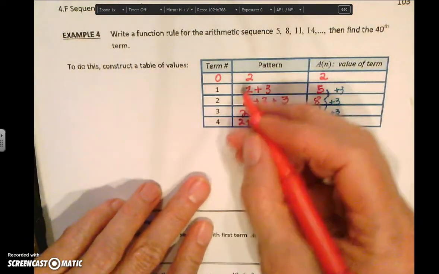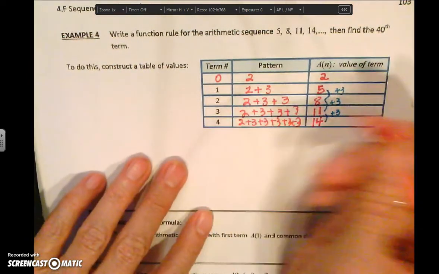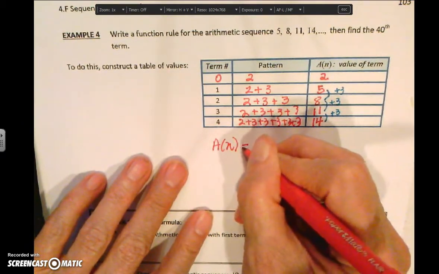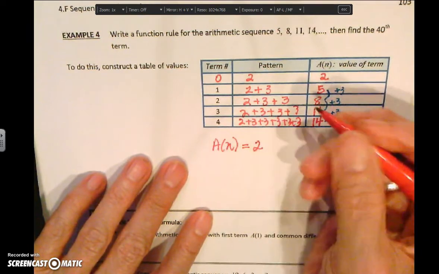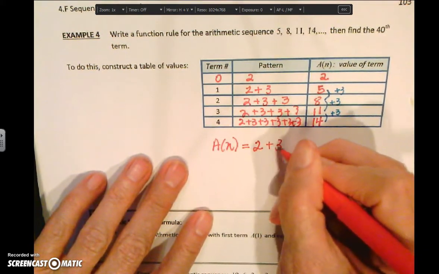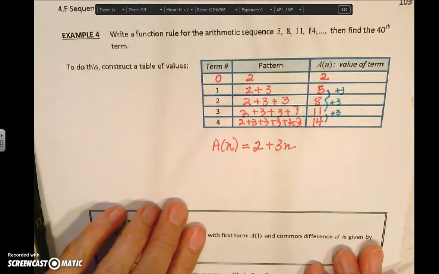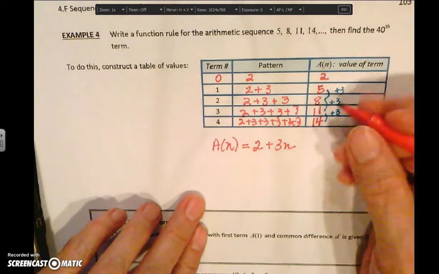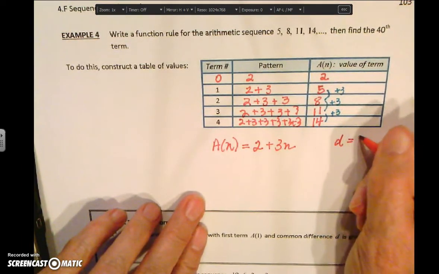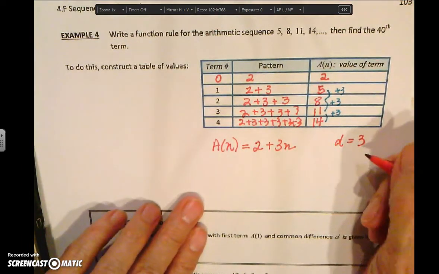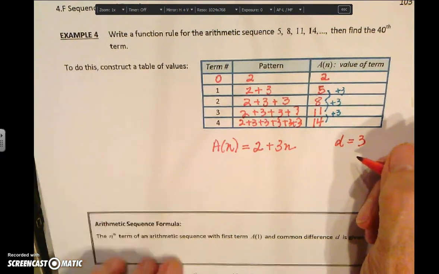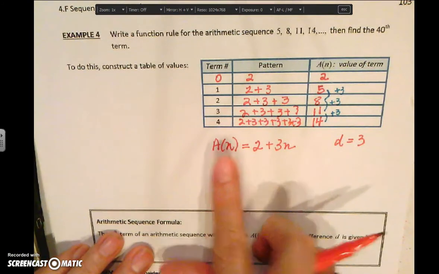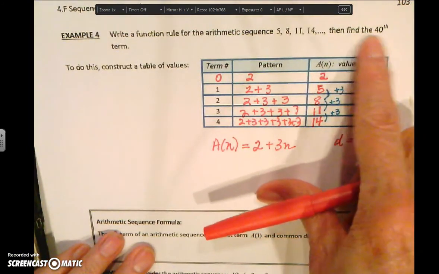All right, so when we write our function rule, then we would say that a of n is equal to 2 plus 3n. So notice that 3 is the common difference. So on this problem, d was equal to 3. The common difference was 3. I'll stop there. All right, so using our rule, we're going to now calculate what the 40th term is.